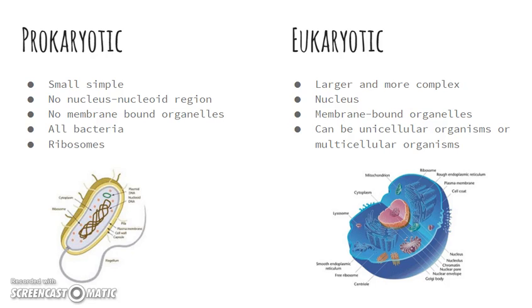Now, eukaryotic cells are a lot larger and a lot more complex, and it has a nucleus, which is where we store the DNA, and it has membrane-bound organelles. Like I just said, that just means we have some membrane around our organelles that are going to do some kind of job or purpose within the cell. Additionally, they can be unicellular organisms or multicellular organisms. Over in the prokaryotic, we only find them as unicellular organisms.